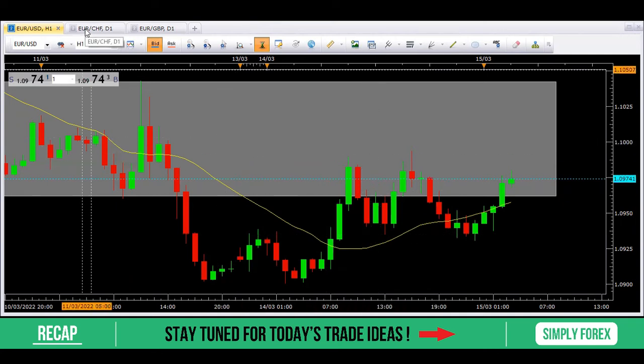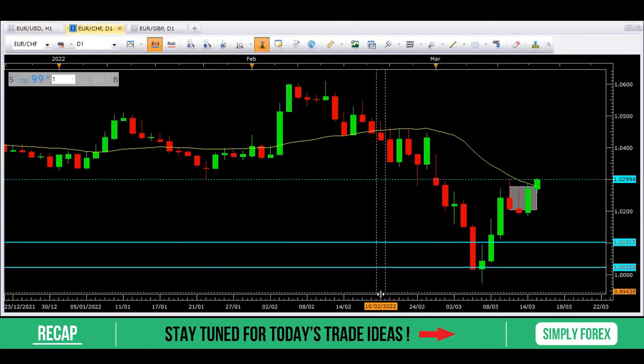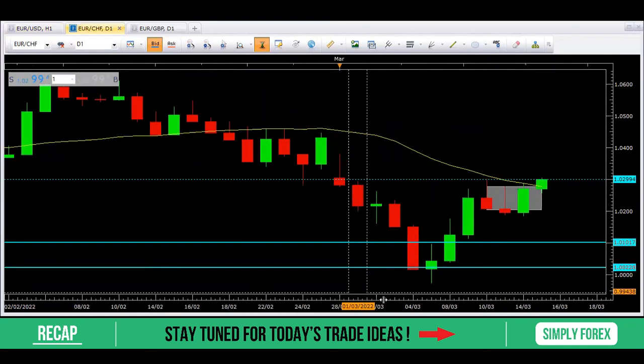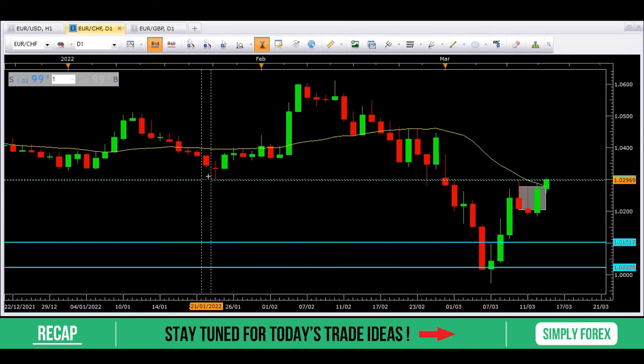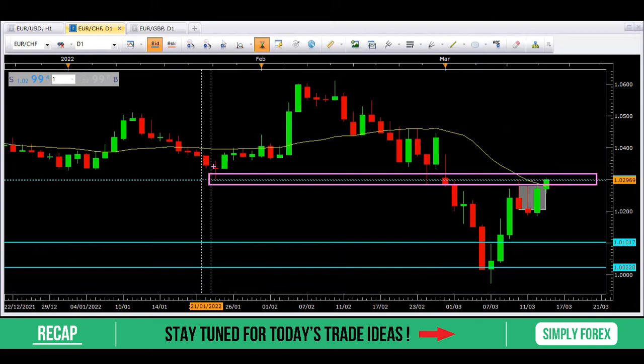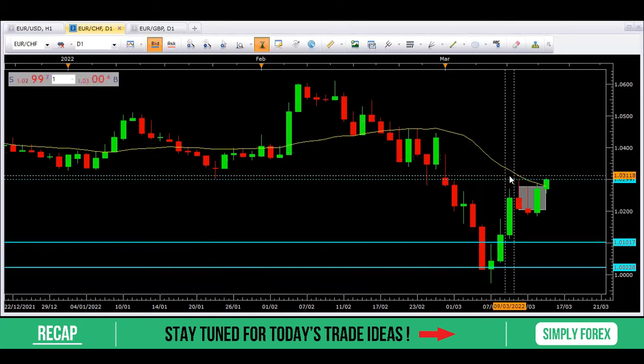Let's look at another interesting example. That was the first trade from yesterday. The second one was the euro against the Swiss franc, and it was a similar scenario. Remember we had this area which was once support, came up, support broke, and now it was resistance. And then we had these two bearish candles form here.